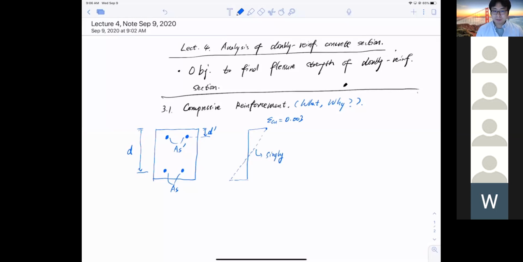As we talked about before, if we have compressive reinforcement added, the tension side is still the same. So for this case, if we add the top reinforcement, the question is, will the compressive zone reduce or increase? Ready for the question? If we add compressive reinforcement, will the compressive zone reduce or increase?